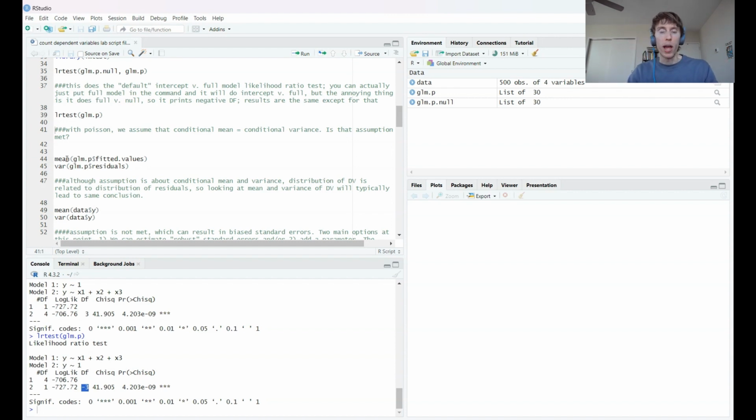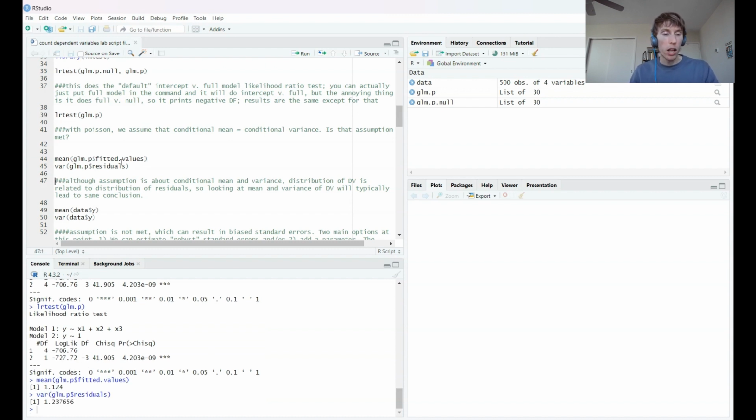Now, although we're moving away from traditional linear regression, where we often make the assumption that the residuals are normally distributed, for example, now with GLMs, we are assuming a different distribution, but that doesn't mean that we no longer have assumptions. They can just be different ones. So in the case of Poisson, an assumption is that the conditional mean is equal to the conditional variance. We can look at that here, specifically the mean of the fitted values from that model and the variance of the residuals.